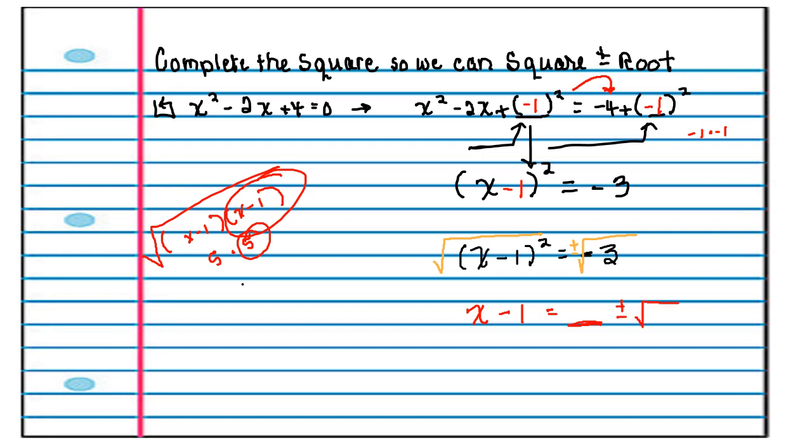We're going to simplify the radical. In this case, it's an imaginary number, a complex number. So square root of -3 is square root 3i. So we're going to take this -1 and jump it to get the x by itself, and we get 1. And so our final answer is x equals 1 plus or minus square root 3i. The reason why we complete the square is so we can square root.